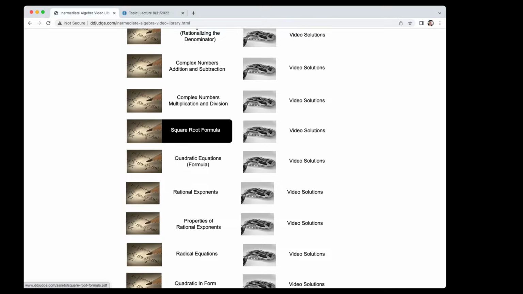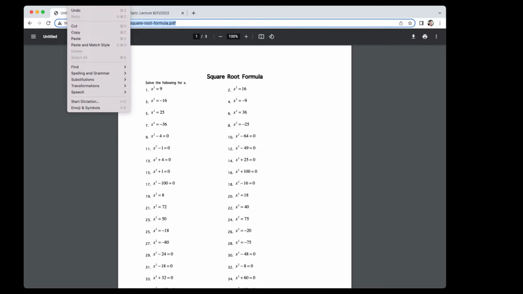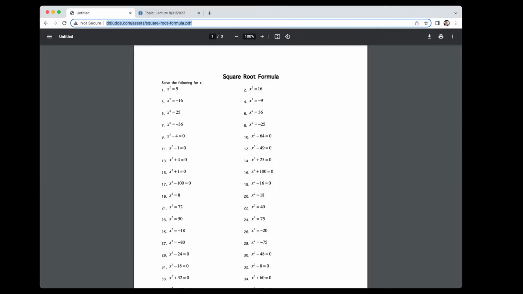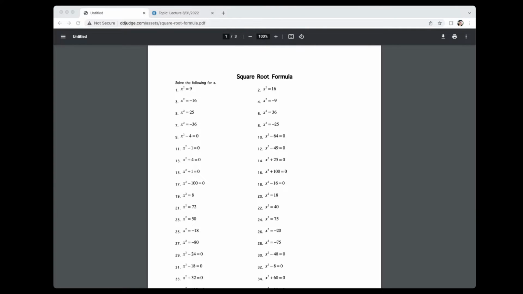Oh, what do we name it? Square root formula. Isn't that pretty good? It's named the square root formula. So you go, oh, okay. Well, what is this? Well, this is a bunch of questions on the square root formula. Okay. And where is that thing? Where are you? Huh. Oh, it's hidden.